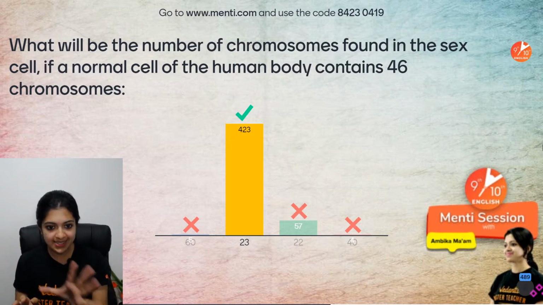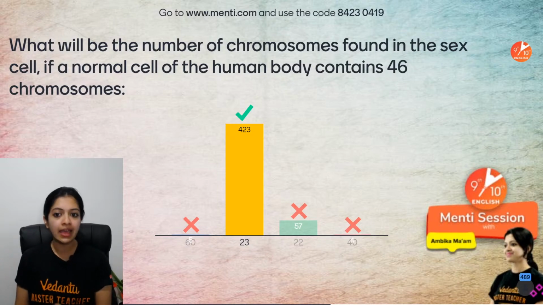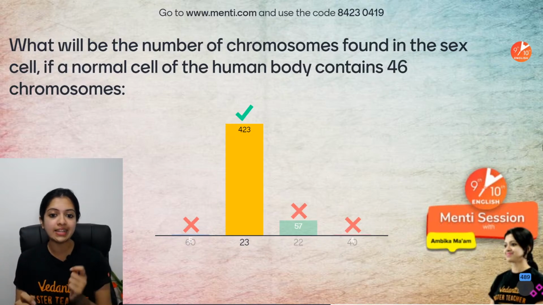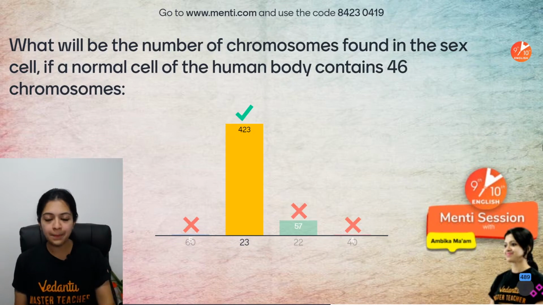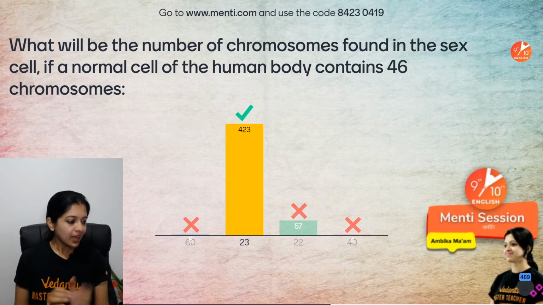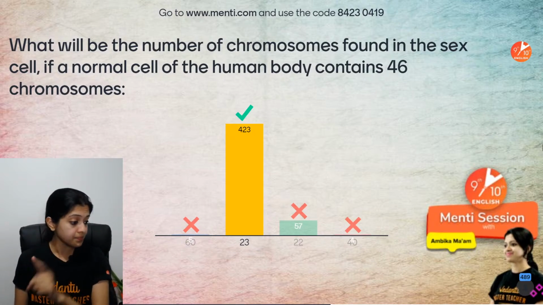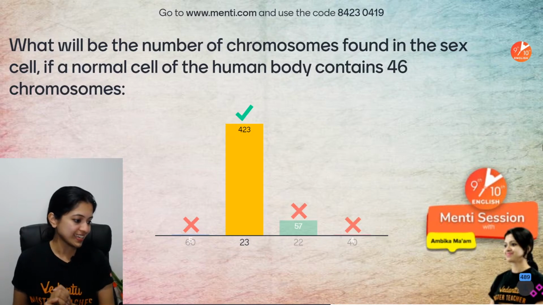And look at that. There are still a few people who say it's 22. No, children. 46 in your somatic cells would mean the gametes would have exactly half of that. That has to be 23. So 22 autosomes and one sex chromosome in the gametes, 44 autosomes and two sex chromosomes in the somatic cells, right?